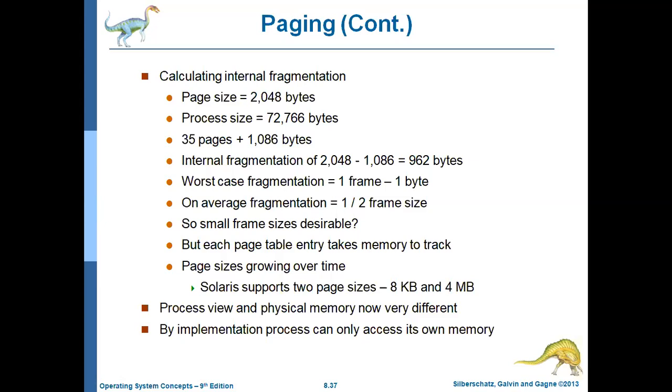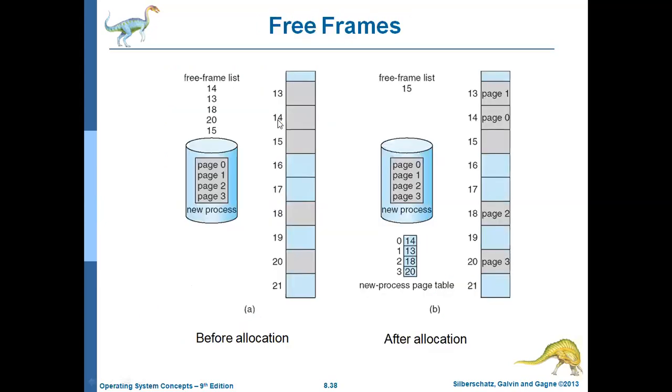You can come across the next one, free frames, here. This is my free frame list, and these are my processes. This is before allocation here. How many pages do I have? I have 4 pages here. These are my free frame list now: 14 is free, 13 is free, 18, 20, 15. Need not bother about sequence; they are not sequential, they are given like that only.